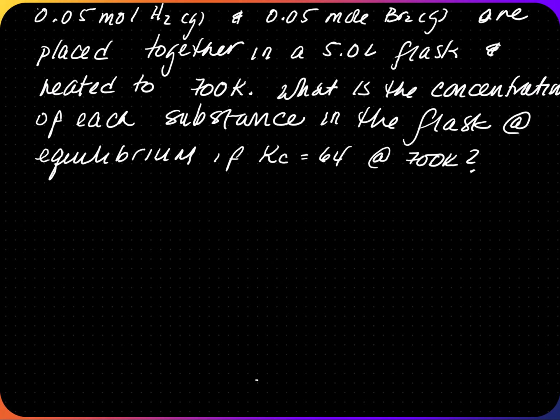Here we have 0.05 moles of H2 and 0.05 moles of Br2 placed together in a 5.0 liter flask and heated to 700 Kelvins. What is the concentration of each substance in the flask at equilibrium if Kc is 64 at 700 Kelvins? So first thing we're going to do is write an equation, and we know we need to use an ice table because you're placing these in a flask and they're going to go to equilibrium.